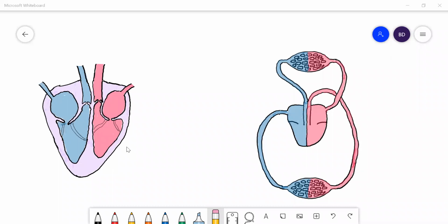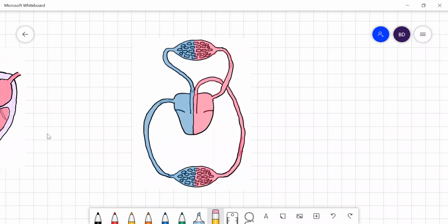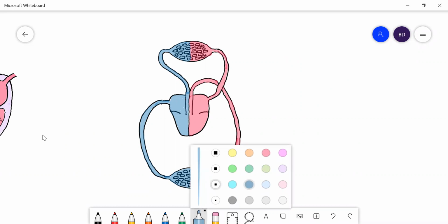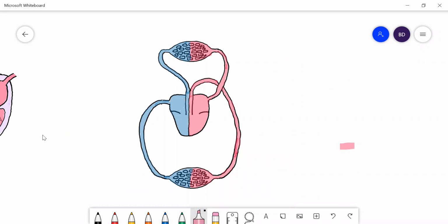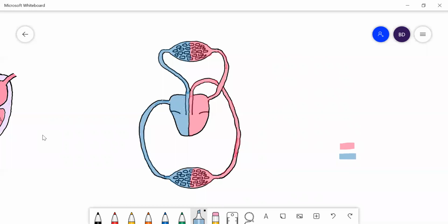We're going to look at the circulatory system in this video. On the left hand side we've got a picture of the heart, which we'll come into and look at in more detail. At the moment, let's just look at this picture here on the right. We've got the heart at the center, and when it's in red, that means we are talking about oxygenated blood, and when it's blue, that's deoxygenated.